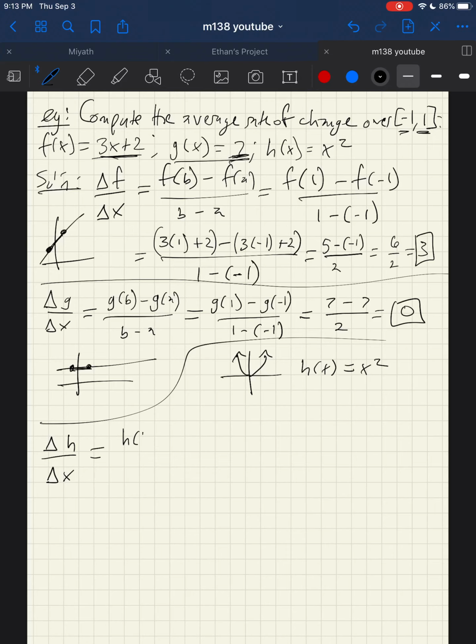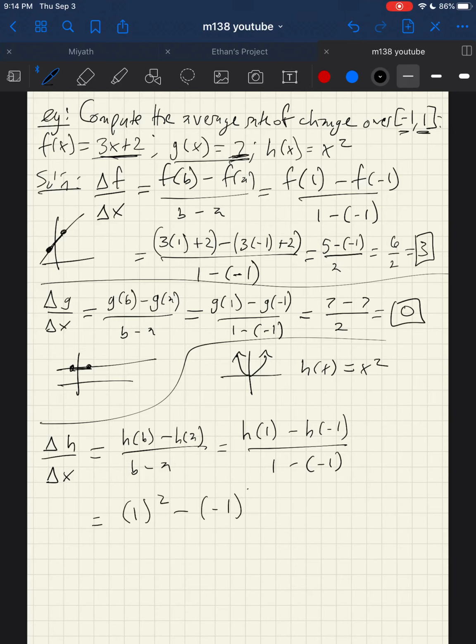So again, this is going to be h of b minus h of a over b minus a. Well, h of b is going to be h of 1 minus h of negative 1 over 1 minus negative 1. And so let's plug this in. Well, this is 1 squared minus negative 1 squared over, well, 1 minus negative 1 is 2 again. But what's this? This is 1 minus 1 over 2. This is just 0. How is this 0?